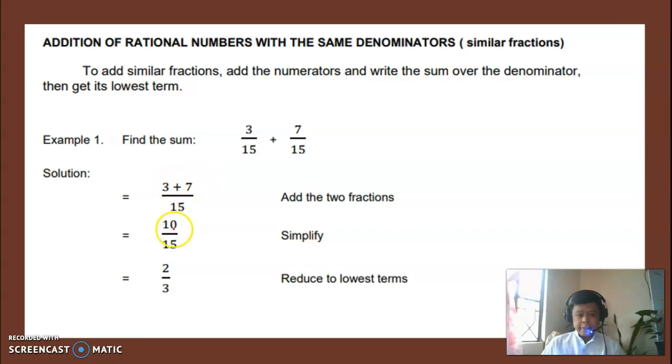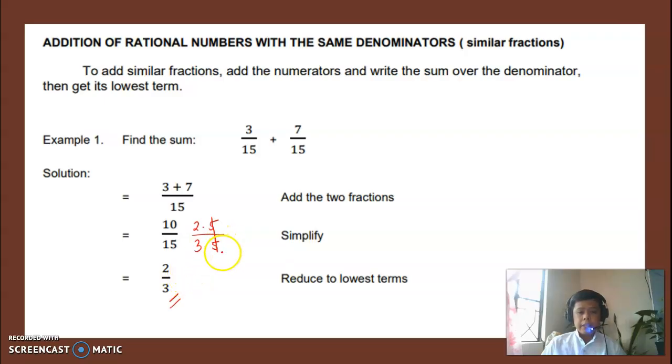3 plus 7 is 10. Tapos, yung 15 ko, copy lang. Kailangan natin siyang i-simplify by reducing it to lowest terms. Ang mga factors ng 10 ay 2 times 5. Tapos, yung 15 naman, ang factors niya ay 3 at saka 5. So, pwede natin ito tanggalin. Kasi ang 5 divided by 5 ay 1. So, any number multiplied by 1 is the number itself lang din naman. So, ang naiwan natin ay 2/3. So, ito na ang magiging final answer natin.